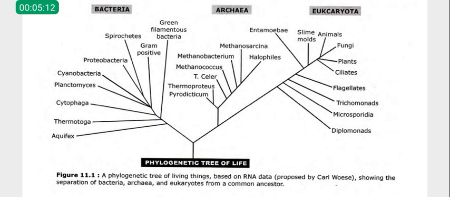Then archaea: Pyrodictium, Thermoproteus, T. celer, Methanococcus, Methanobacterium, Methanosarcina, halophiles. And Eukaryota: Entamoeba, slime molds, animals, fungi, plants, ciliates, flagellates, trichomonads, microsporidia, diplomonads, etc. All this comes under Eukaryota.